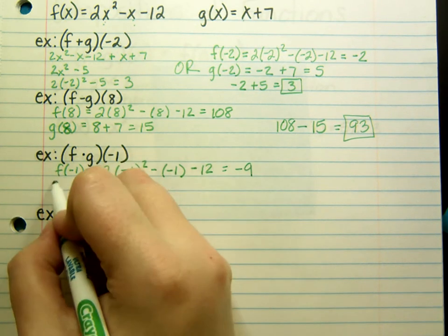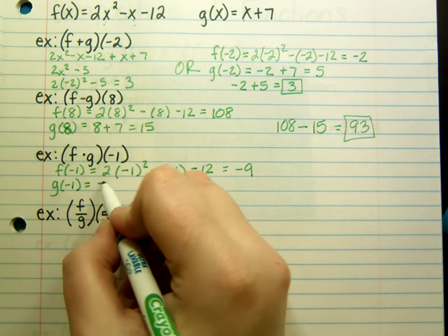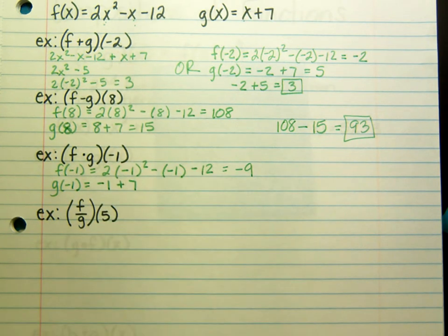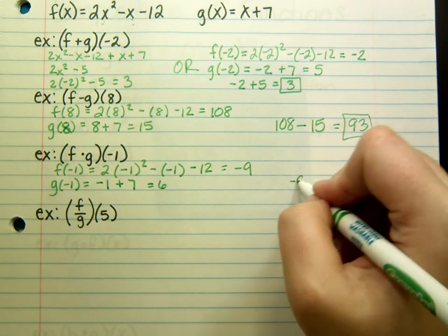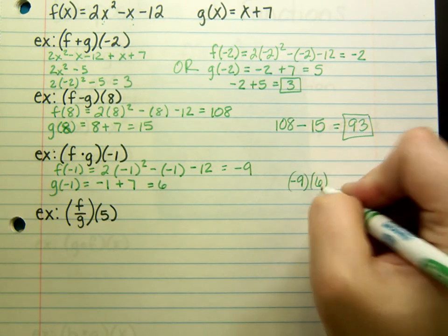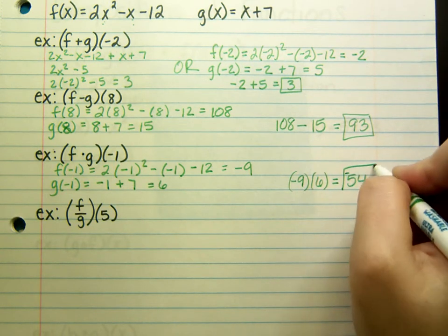For g of negative 1, same process, plug in a negative 1 for x, and then plus 7 gives me 6. And negative 9 times 6 gives me 54. Or negative 54, I'm sorry. Forgot my negative.